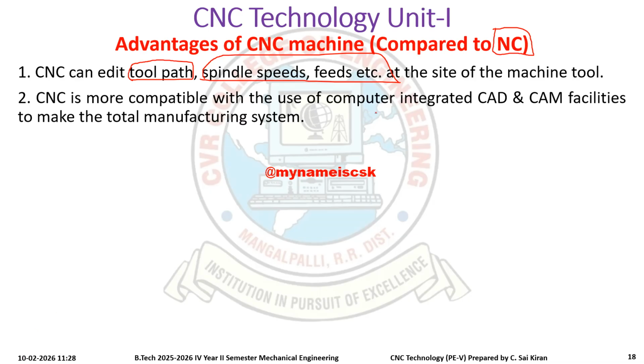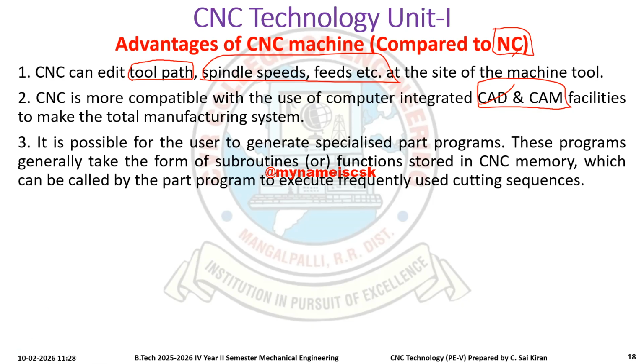CNC is more compatible with the use of computer-aided CAD and CAM facilities. We have a system where we can directly model the CAD model, and we can also install manufacturing software and directly manufacture using CNC, which is not possible in NC. And next, it is possible for users to generate specialized part programs. These programs generally take the form of subroutines, which are functions stored in the CNC. Subroutines are nothing but creating a loop. But in NC, you cannot create a loop.